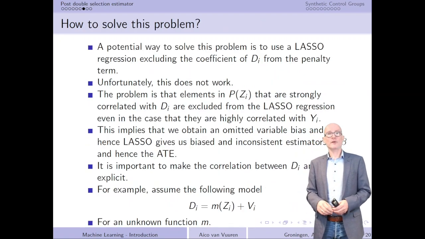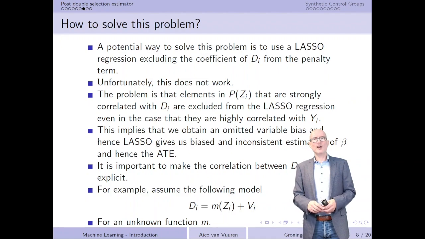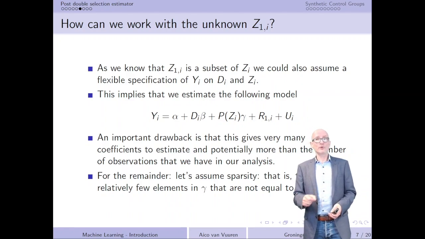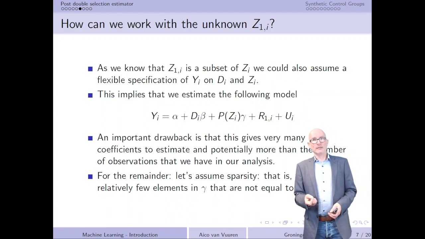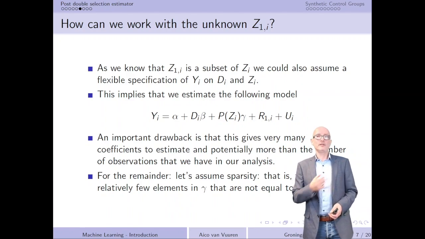Well, this sounds like a very great idea, but unfortunately, it actually doesn't work. The problem has to do with what lasso usually does. Lasso is a very intelligent method to see which elements are going to give us additional information to get a good prediction. But that is also problematic in this particular case, because it could be possible that some of the elements that we have in PZI could be highly correlated with the DI that we have.